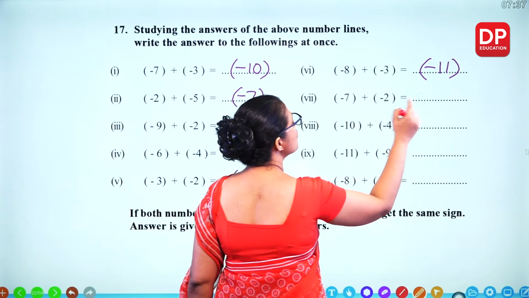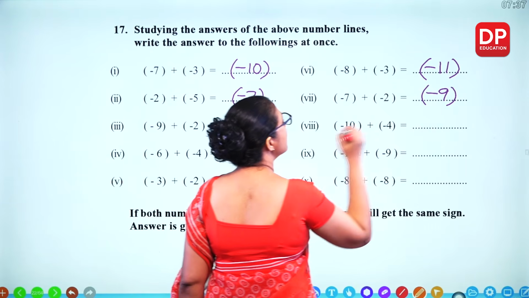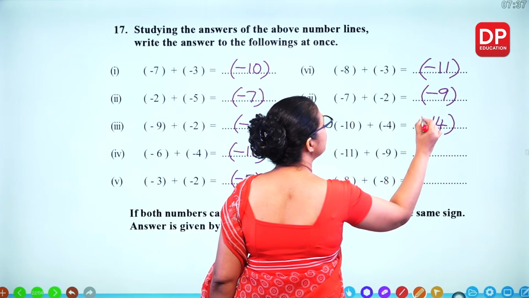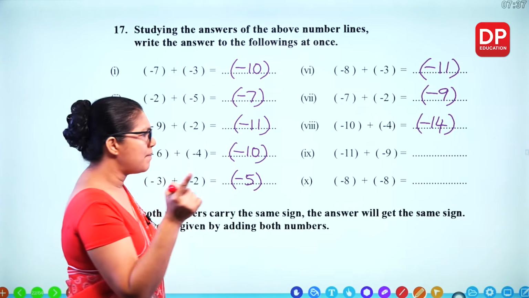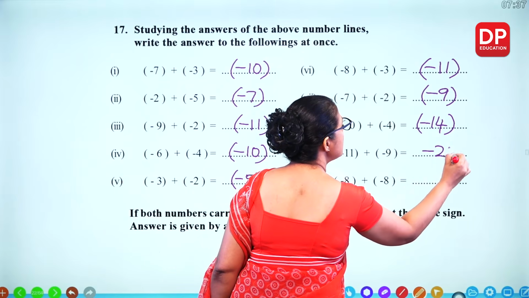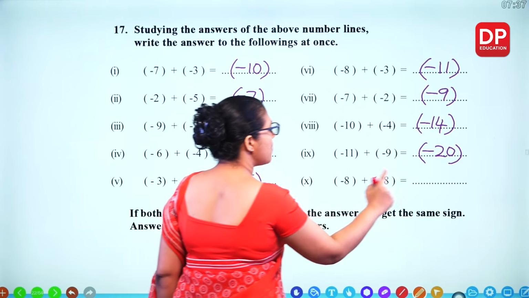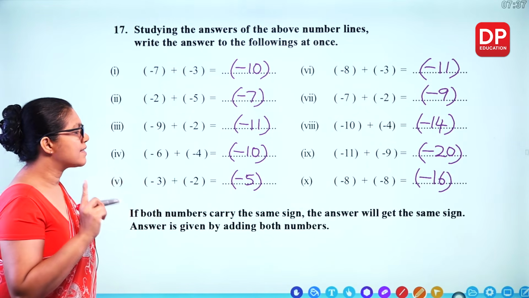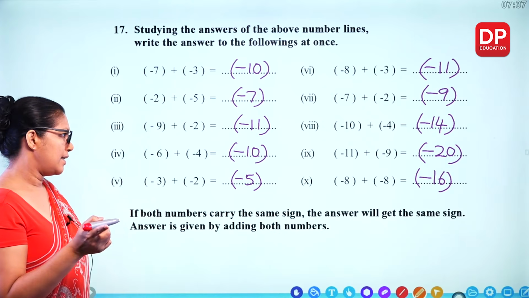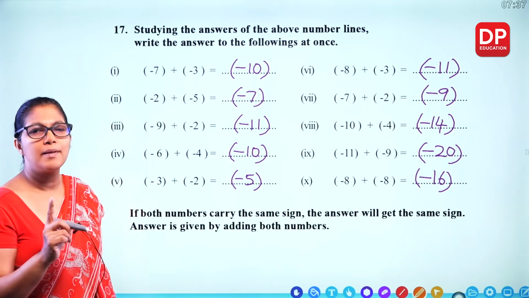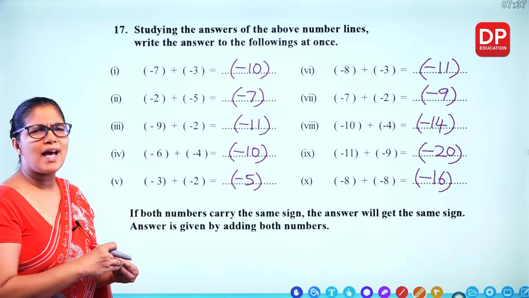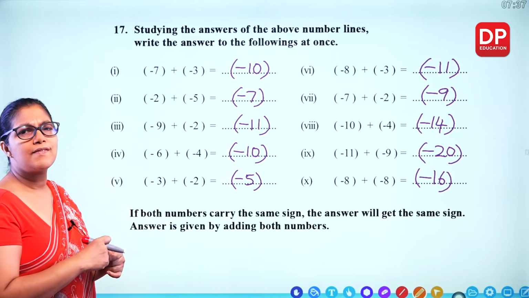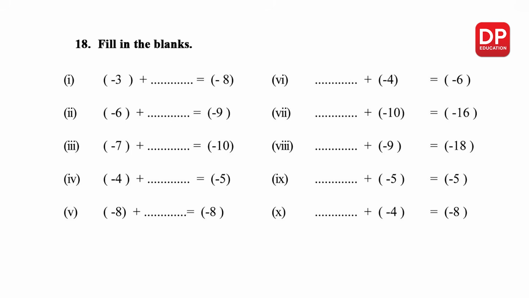Minus 7 and minus 2, minus 9. Minus 10 and minus 4, minus 14. Minus 11 and minus 9, minus 20. Just add. So if both numbers have the same sign, the answer will have the same sign. The answer is given by adding both numbers. So add and put the sign. 11 plus 9, 20. Both are negative, so put a negative sign.